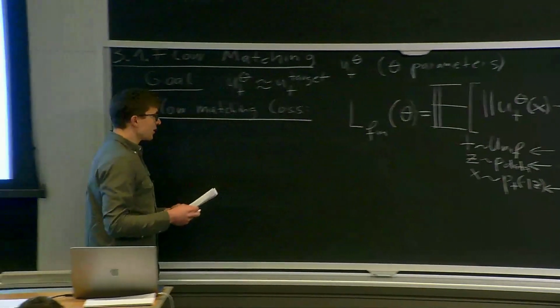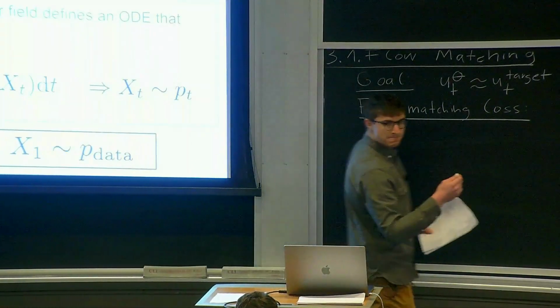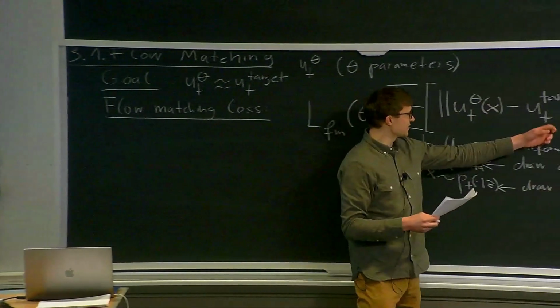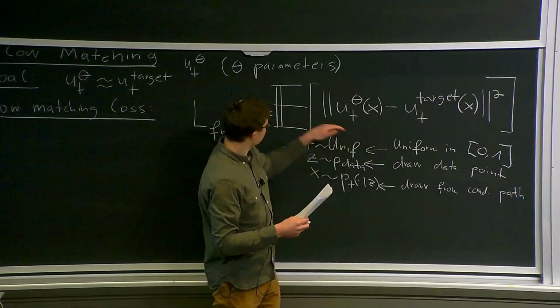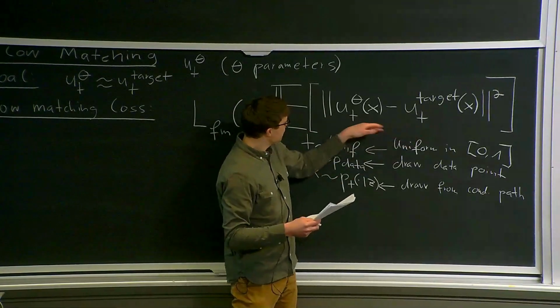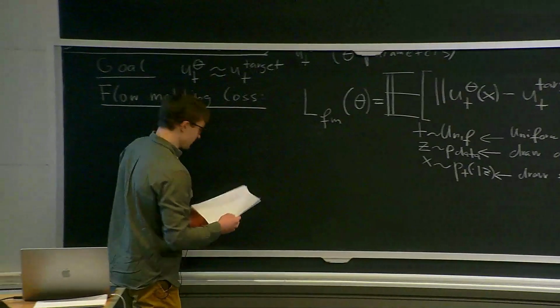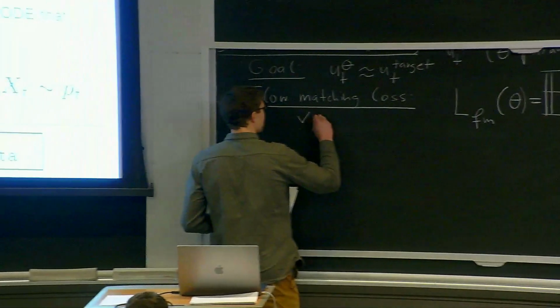So what's the minimizer of this loss? The minimizer of this loss is this. A mean square error is always non-negative, and it's 0 if and only if this equals this. So the minimizer of this object is what we want.